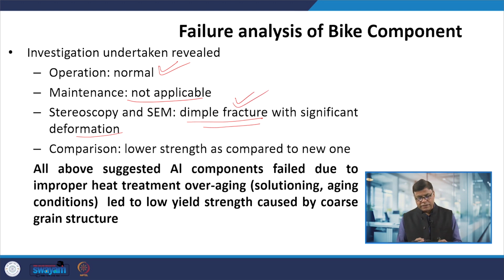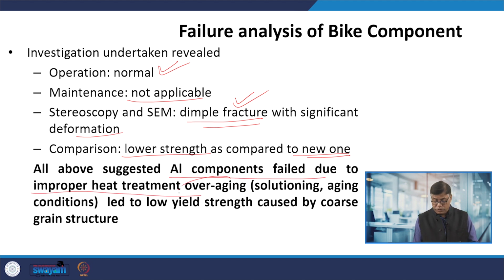And when the strength was compared with the new one, which is still not in use, or those which have been doing very well for long, it was found that the strength is actually lower. So, when all these observations were analyzed, it was found that the aluminum component failed due to improper heat treatment, due to overaging, which could be primarily due to improper aging conditions that resulted in the lower strength due to the coarse grain structure.